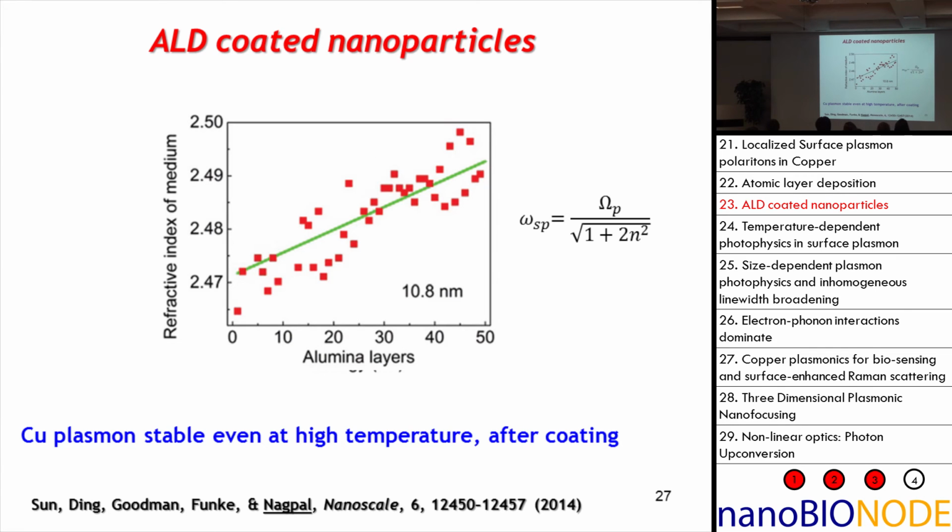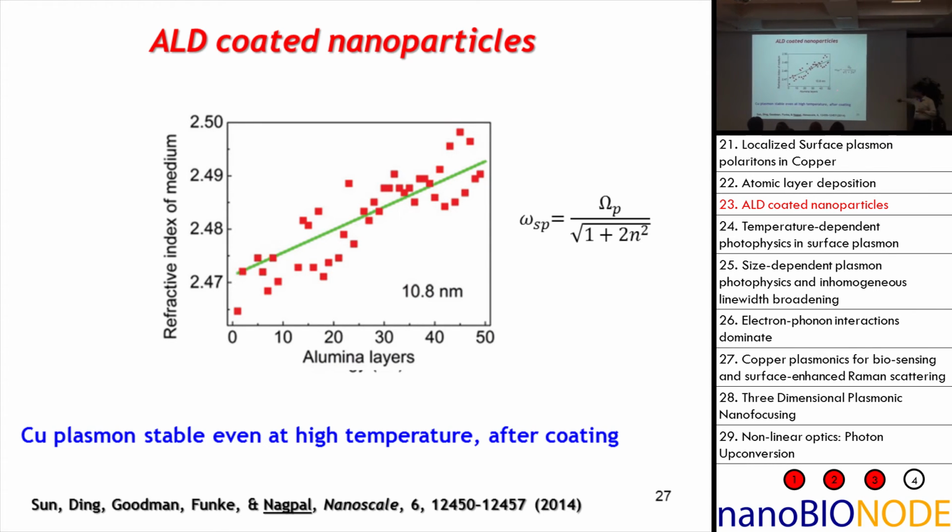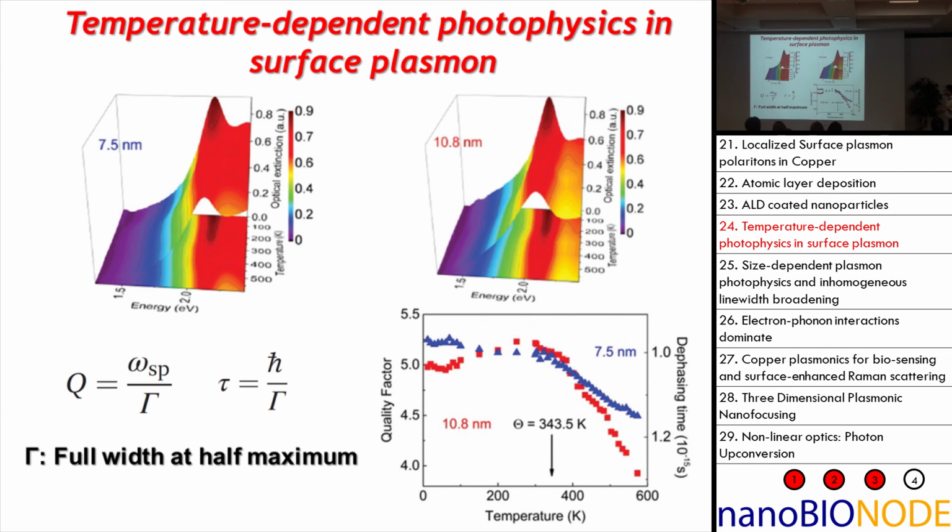And the other important aspect of this was these alumina layers, the ALD coating layers, were not very thick, and we could still see this refractive index sensing even after almost 50 layers of alumina. So it wasn't like the plasmon was not really accessible to anything that we would coat outside these copper nanoparticles. They were stable, and the plasmon was still accessible, so we could do even refractive index sensing or surface enhanced Raman scattering with these.